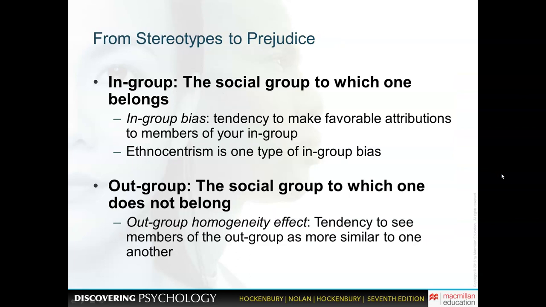Okay, going forward. When we're talking about stereotypes and prejudice, there's a couple of terms I want to make you aware of. The first of those is called the in-group, and that's when we tend to believe that a person is a member of our social group. That leads to in-group bias. In-group bias is the tendency to make favorable attributions to members of your in-group.